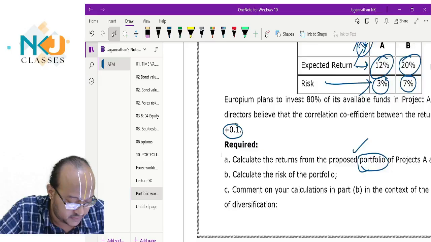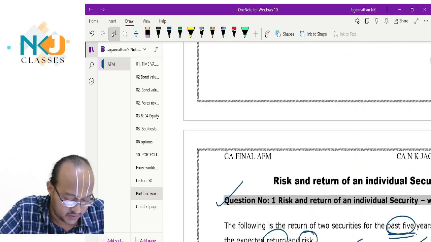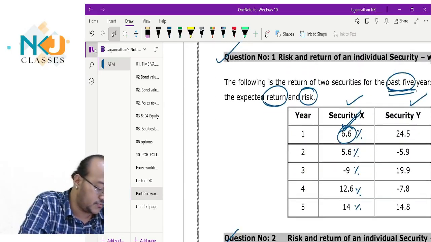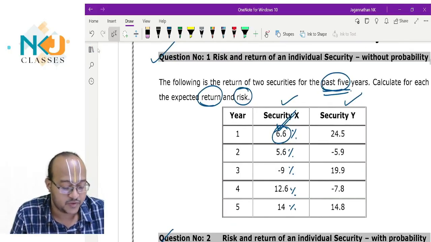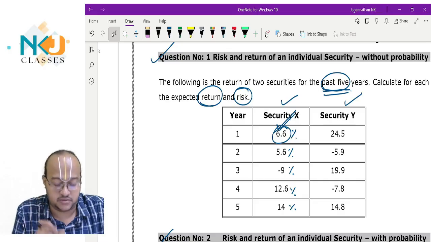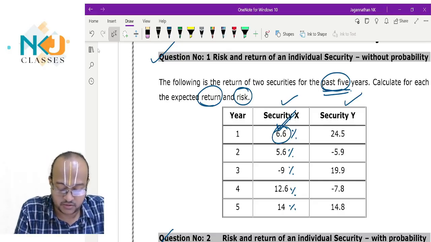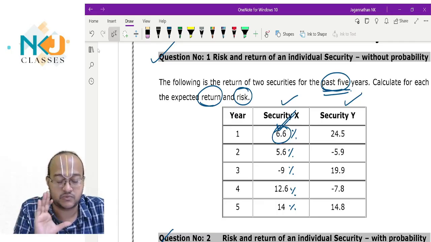Where is question 1? See here, question number 1. Here, if you carefully observe, we need to find correlation, correct? We will find it out. There is a formula and we will find it out. That is not an issue.